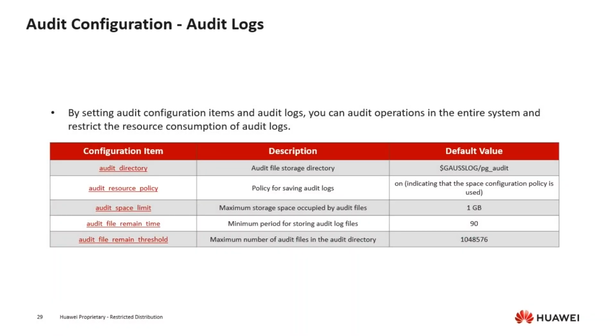Audit resources policy determines the audit log cleanup policies. When set to on, it prioritizes disk space, and log cleanup is governed by the value of audit space limit. When set to off, it prioritizes time, with log retention determined by the value of audit file remain time in days. Within the specified time window, logs accumulate and are kept. Once beyond that window, log cleanup is subject to the storage capacity limit.